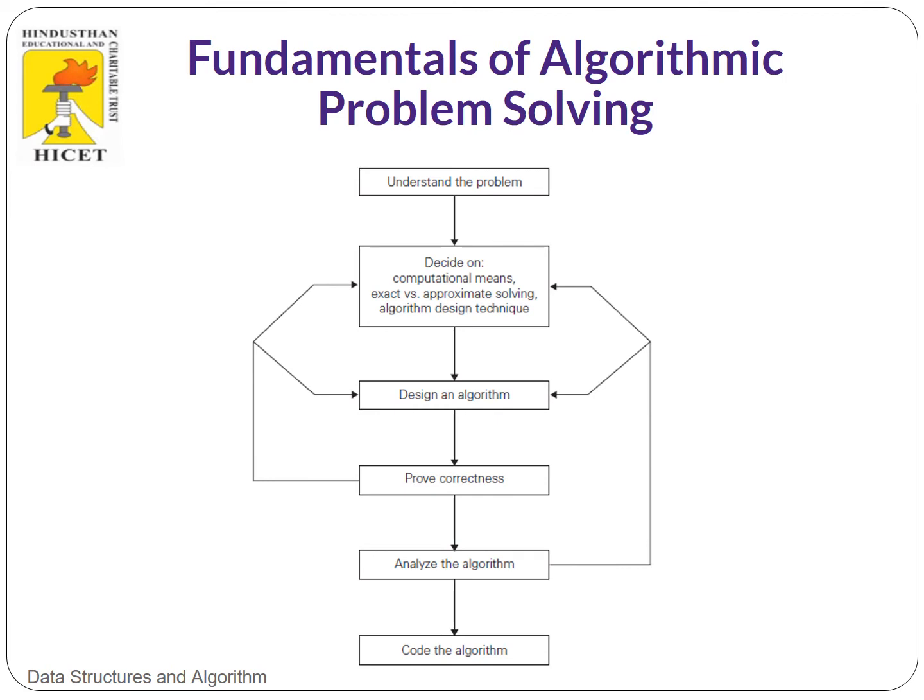In this slide, you will learn about fundamentals of algorithmic problem solving. A sequence of steps involved in designing and analyzing an algorithm is given here. First, we have to understand the problem. Then, we have to decide on computational means, exact versus approximate solving, and algorithm design techniques. Third step is designing an algorithm. Fourth one is prove correctness. Fifth one is analyze the algorithm. And the last step is coding the algorithm.